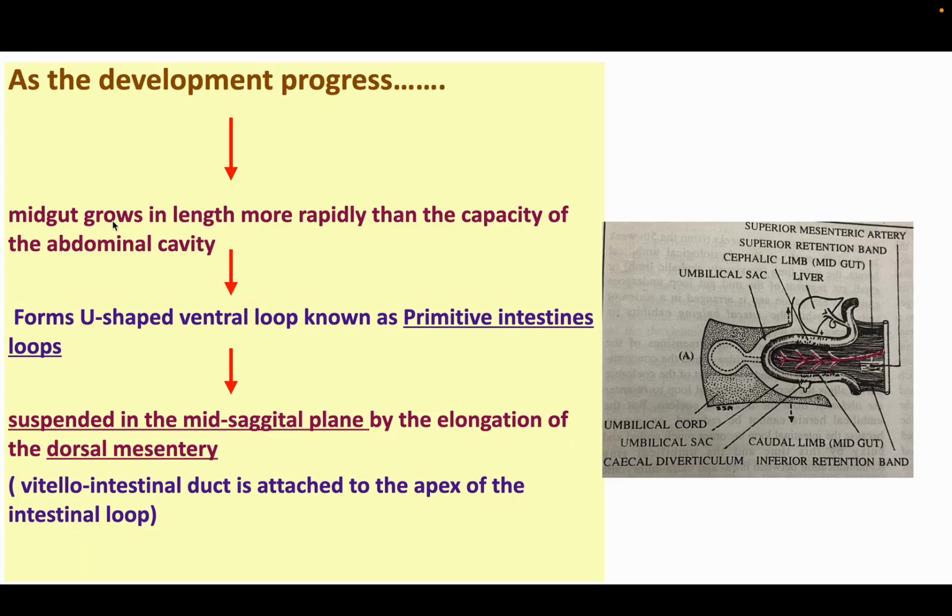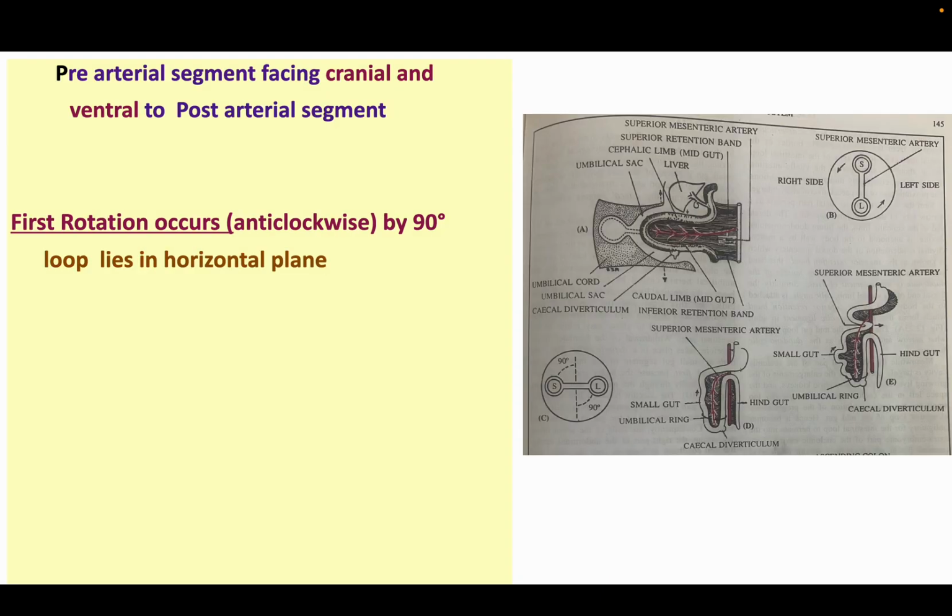As the development progresses, the midgut grows in length more rapidly than the capacity of the abdominal cavity, forming a U-shaped loop which is known as the midgut loop or primitive intestinal loop. Now, this loop is lying in the mid-sagittal plane and it is suspended from the dorsal mesentery by the elongation of what? That is of the dorsal mesentery. So in this dorsal mesentery, which vessel is running? Superior mesenteric artery. Now to the apex of this midgut loop, the vitellointestinal duct is attached.